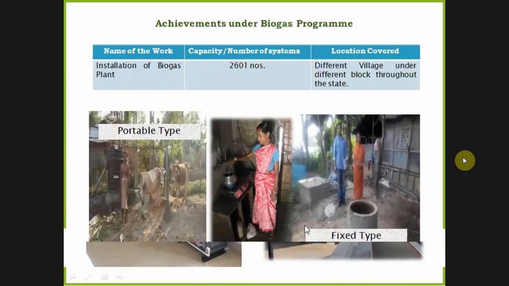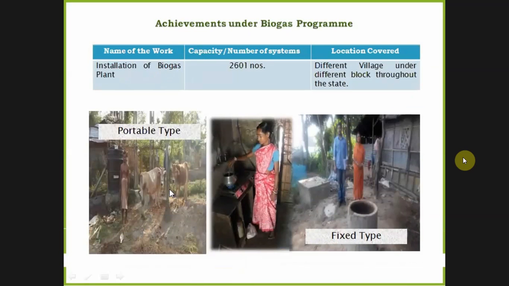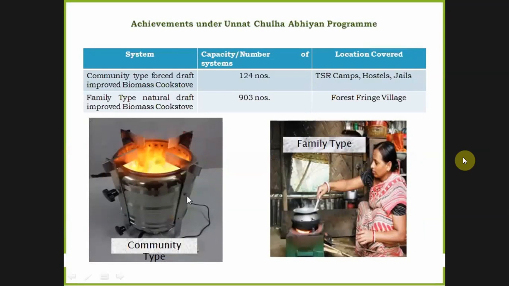These are the biogas plants, and if anybody has 2 to 3 cows, they can install this type of portable biogas plant, and one fixed type biogas plant is also there. This is only for cooking purposes. In villages, this is one instance for cooking and a supplement of LPG. The cook stove, the forced draft cook stove I have told about earlier, and this is the portable, family type cook stove. In village areas, we can use it easily to mitigate deforestation.